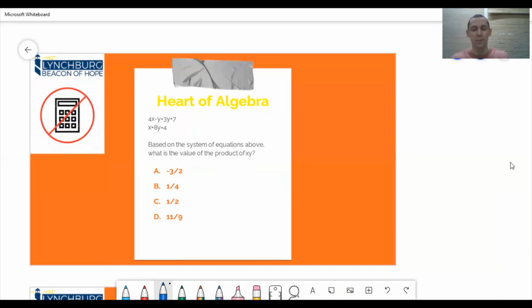So just think about this problem for a second before I go into it. We have these equations, and we want to find what x times y is. So I want you to think about how we might get that. If you need time, you can pause the video right here. If not, I'm going to give you just a couple seconds, and then we're going to delve into this problem.